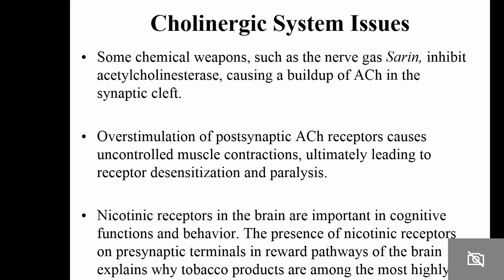Again, how does it kill you? There's lots of nasty stuff that it does to you, but ultimately you can't breathe anymore. Overstimulation of the postsynaptic acetylcholine receptor causes uncontrolled muscle contractions. People start going into convulsions, ultimately leading to receptor desensitization, paralysis and death. That's how sarin gas would do it.